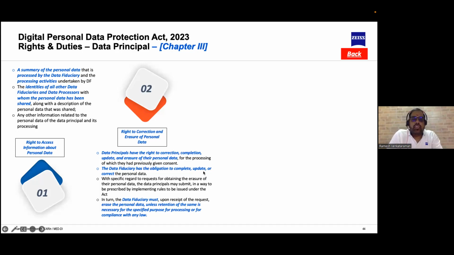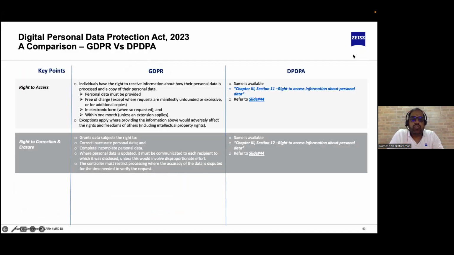Data principals have the right to correction, completion, update of the data, and erasure of their personal data. With respect to erasure, the data principals may submit a request. How to submit, that mechanism will be given to us later. On receipt of that, the data fiduciary must erase the personal data unless it is needed for another purpose or another law, right? And obviously, all these need to be documented in the organization, okay? Otherwise, obviously, we are violating the principle. So data fiduciaries need to be careful.